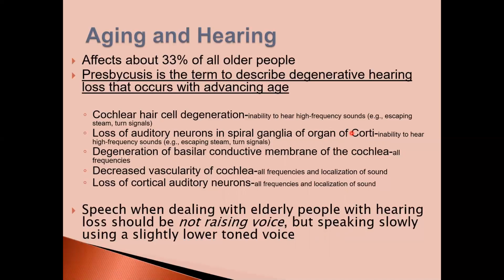And then there's some degeneration of the basilar membrane of the cochlea, and all frequencies are affected there. There's decreased vascularity, all kind of things that you would expect. I mean, with the aging body, everything kind of decreases in function. All frequencies and localization of sound. There's loss of cortical auditory neurons. Again, all frequencies and localization of the sound. And so this presbycusis is something that just normally happens.